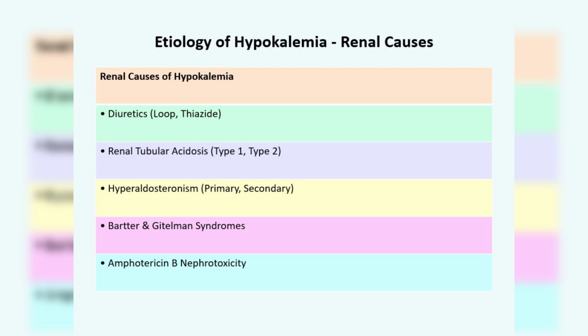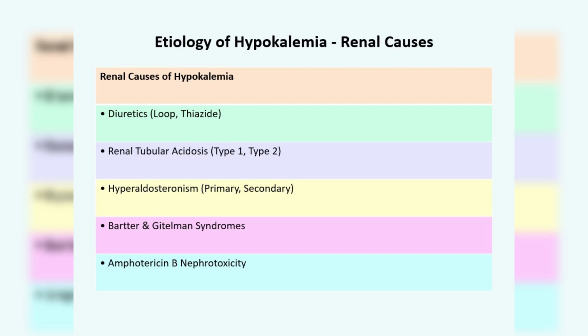And thiazides, like hydrochlorothiazide, work a bit further down in the distal convoluted tubule. But they basically do the same thing. Block sodium reabsorption, trigger aldosterone, potassium goes bye-bye. So diuretics are public enemy number one. What else can cause this renal potassium wasting?